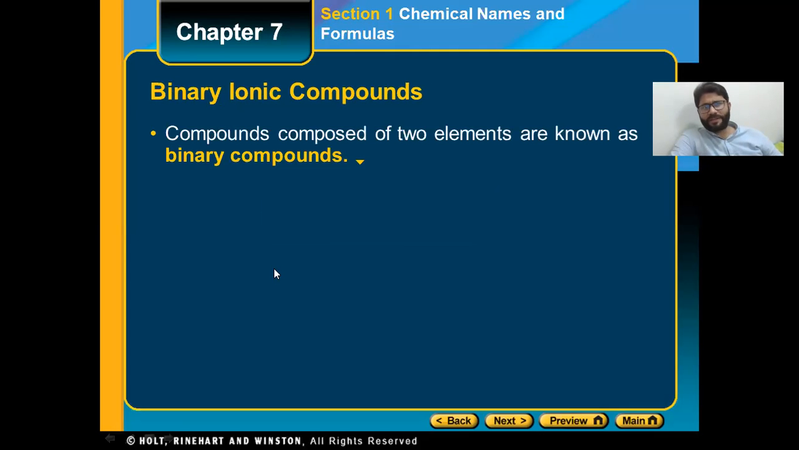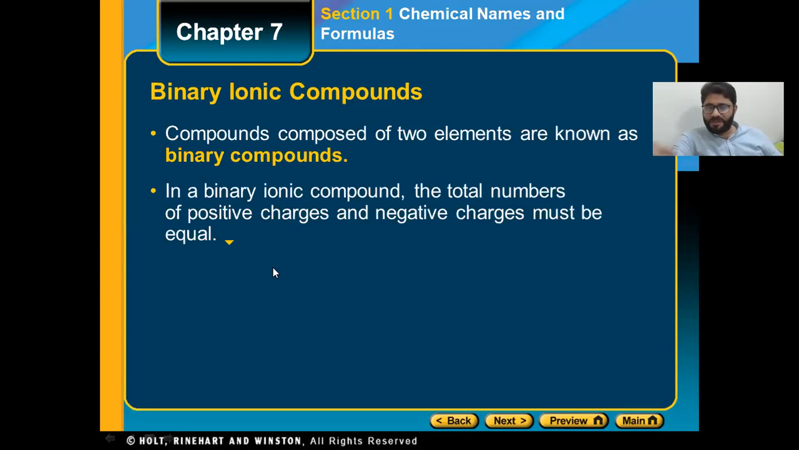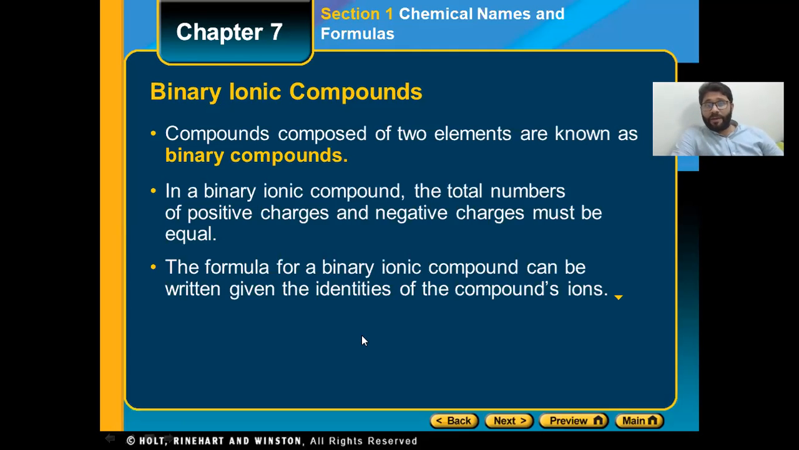Now, what is a binary compound? The next topic is about binary compounds. Binary compounds are composed of two elements. For example, in an ionic compound, one element should be a cation and the other should be an anion. When they combine together, at the end, the molecule should be neutral. We call it a binary compound.